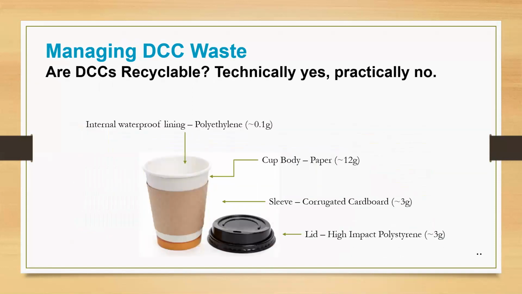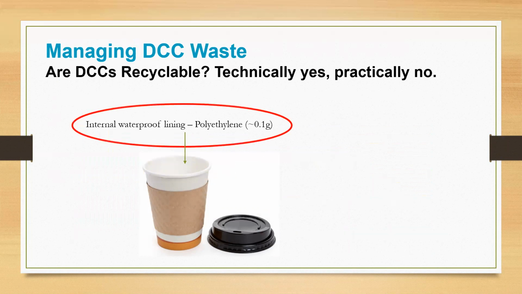If we look back at the material composition of the coffee cup, the most important and influential part of the coffee cup is actually its smallest part. It's the internal waterproof lining, which is made from polyethylene. This material is adhered to the inside of the coffee cup. And if you've ever tried to separate that lining from the coffee cup, and I would encourage people to give it a try, it's very difficult.